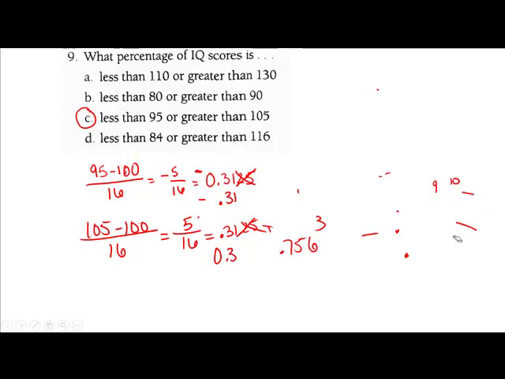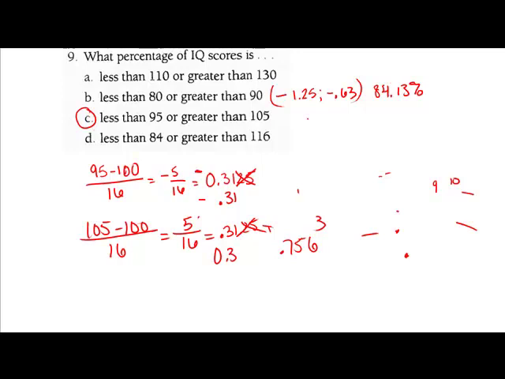So for 9B, you're going to find two z-scores. First, for the negative, should have been 1.25, and then for 90, it should have been negative 0.63. And when you draw your curve and do it right, hopefully you came up with 84.13%.